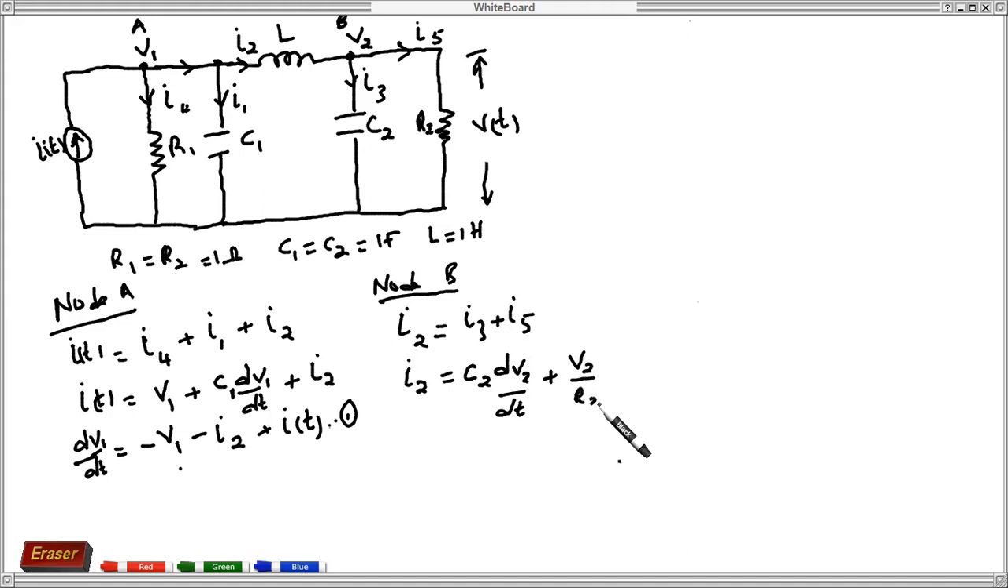which will be V2 over R2. We can simplify these as a first order differential equation as dV2 dt is equals to, we take this term to the left and we divide both sides by C2, but C2 is 1 farad, so it will be I2 minus V2, and we can call that equation 2.